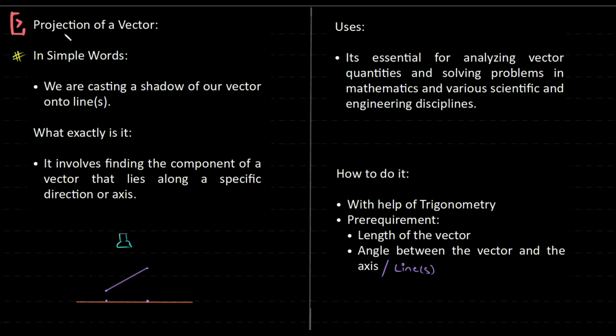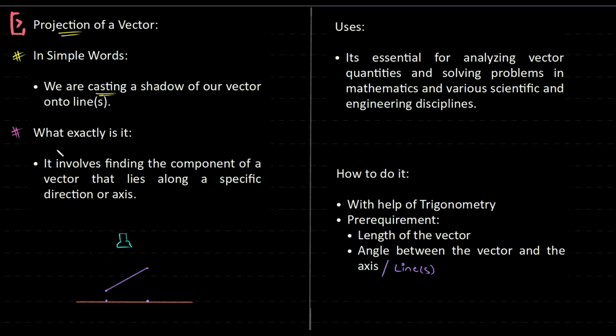We're looking into a topic called projection of vectors. Again, all of these topics are important. This is also very particularly important. So in simple words, this is nothing but casting a shadow of our vector onto a line or lines.